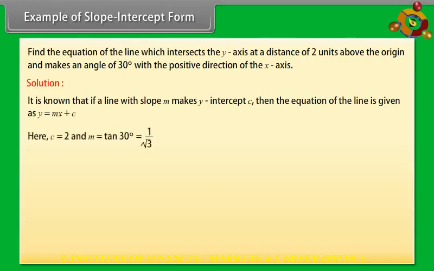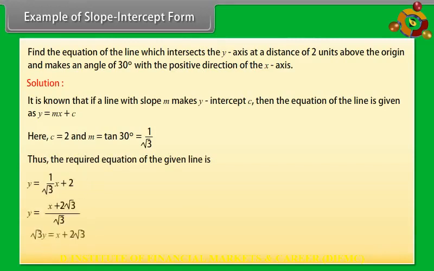Here, c equals 2 and m equals tan 30 degrees, which is equal to 1 by root 3. Thus, the required equation of the given line is y equals x by root 3 plus 2. It can be solved to x minus root 3 y plus 2 root 3 equals 0.